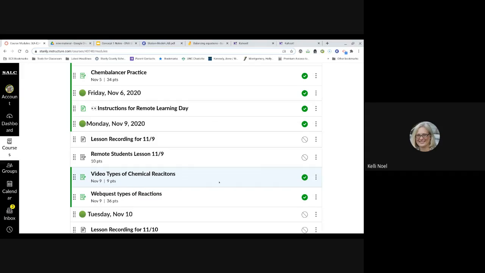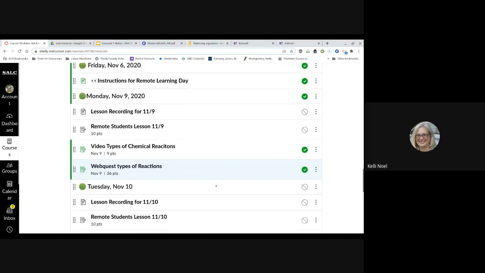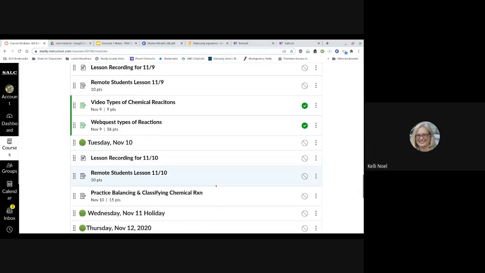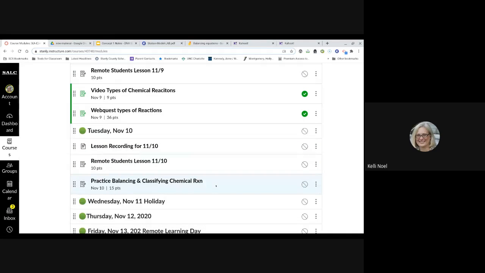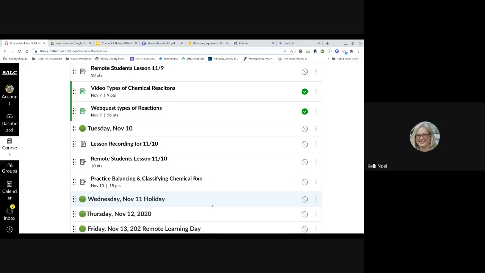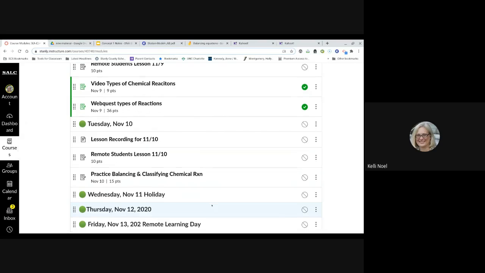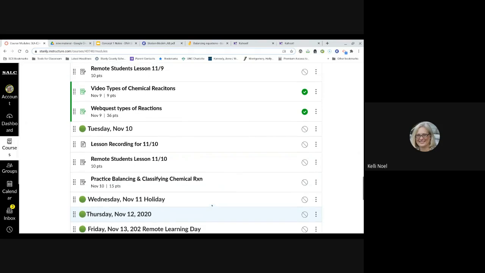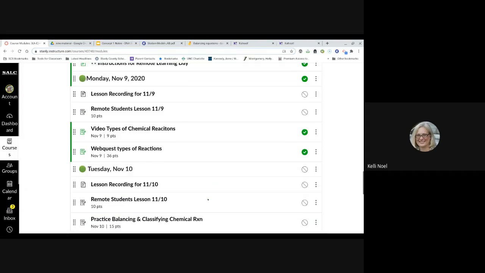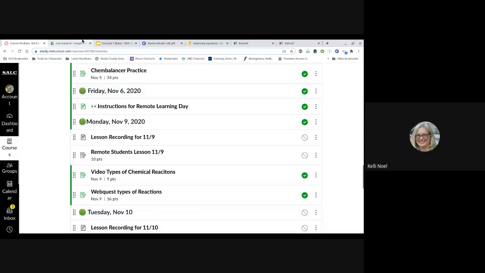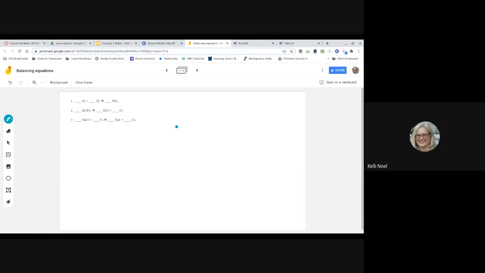So we're going to look at types of chemical reactions. And then Tuesday, you're going to do some more practicing with classifying and balancing chemical reactions. Wednesday's a holiday. There'll be no assignments there. And then Thursday, I will have something up, probably dealing with acids and bases, not quite sure yet. So we're going to review some more with balancing, and then we're going to talk about types and how to recognize types of equations.